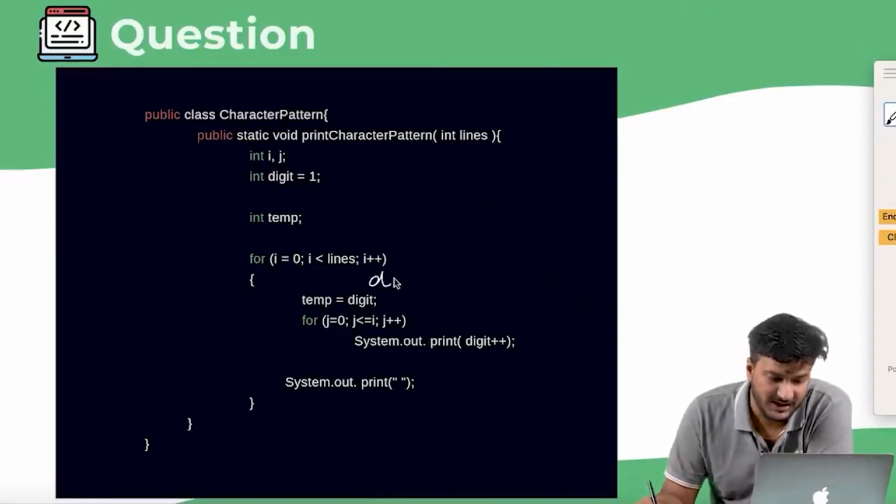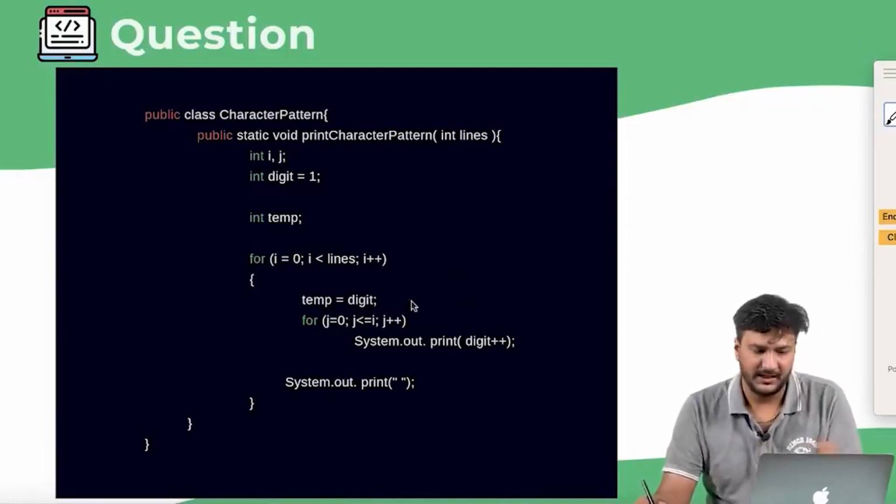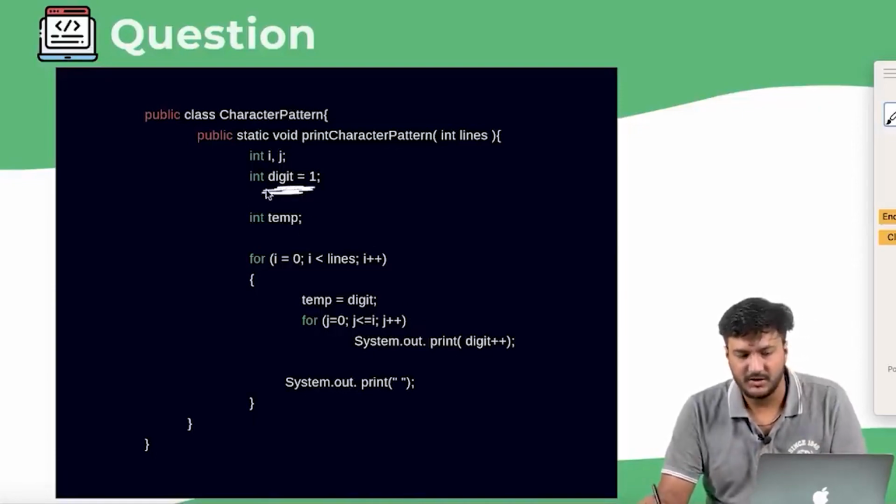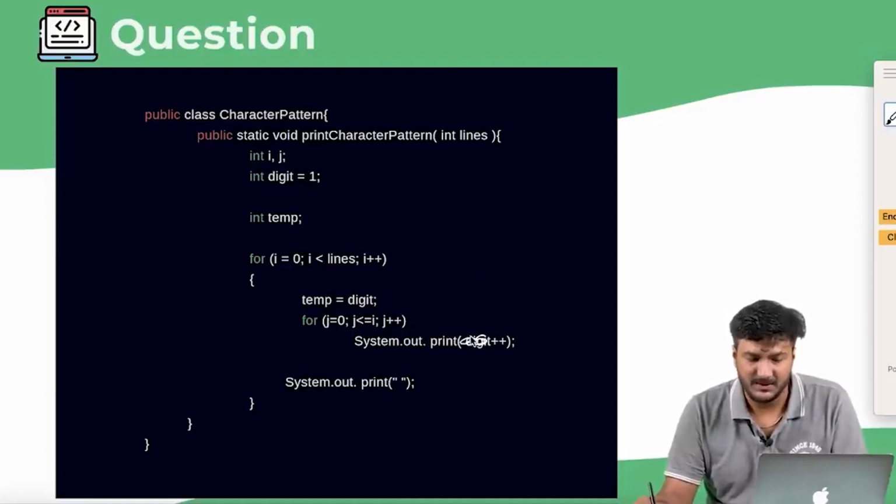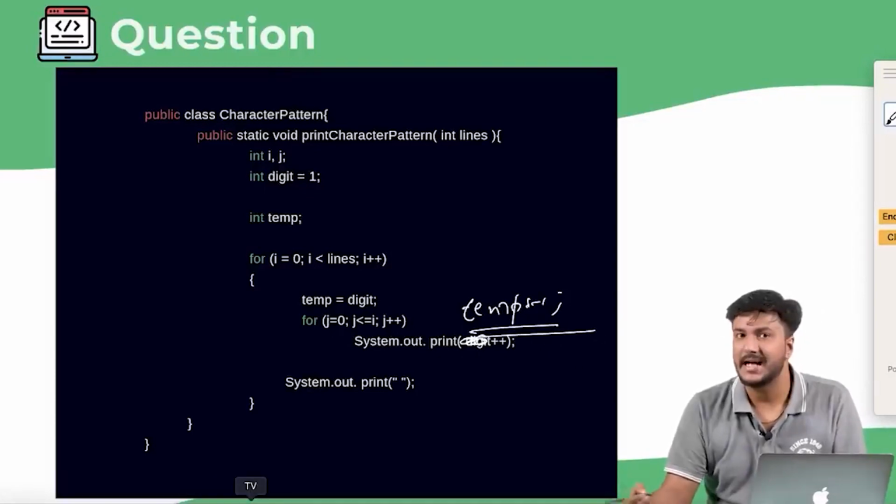So which is what exactly we are doing. Either we can do digit is equals to 1 before this line, right? Or there's a simple thing. Digit is equals to 1 is already assigned at the top. The only thing that you need to do is, rather than digit plus plus, you need to do temp plus plus, and that's done, right?